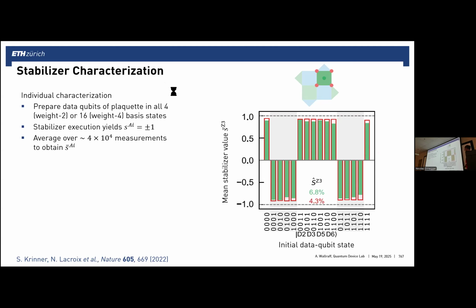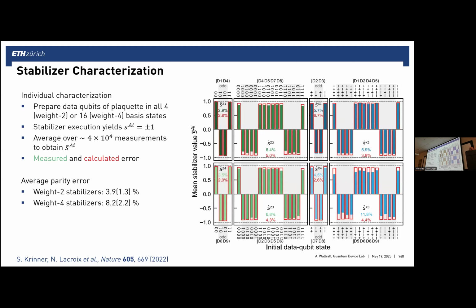And you can also check how well it does by looking at the error. The error on this weight 4 stabilizer measurement was maybe around 7%. And when we simulated, it was similar. And then you do this on all your stabilizers, there's 8 stabilizers, for weight 2 and weight 4, and you see whether this works. If you analyze this a bit, you can see that it works reasonably well. The weight 2 stabilizers have a little bit smaller error, and the weight 4 stabilizers have a little bit larger error.